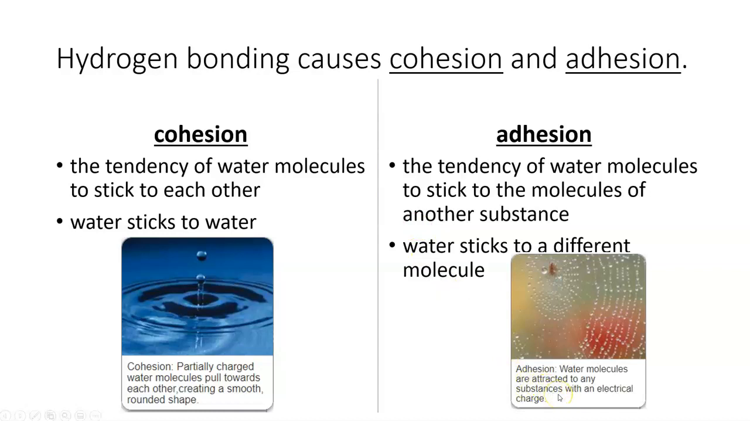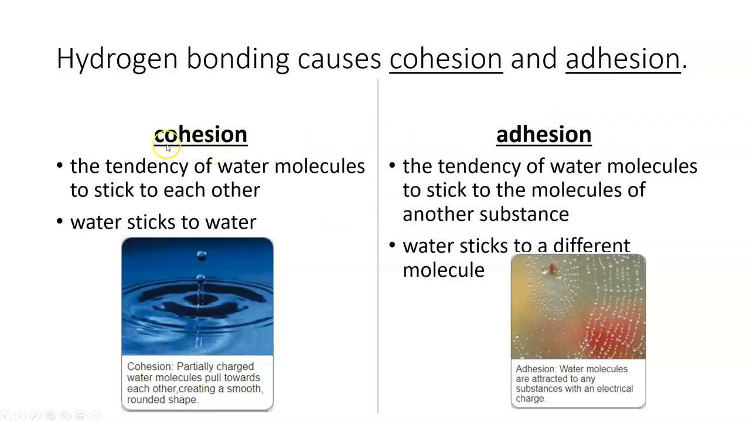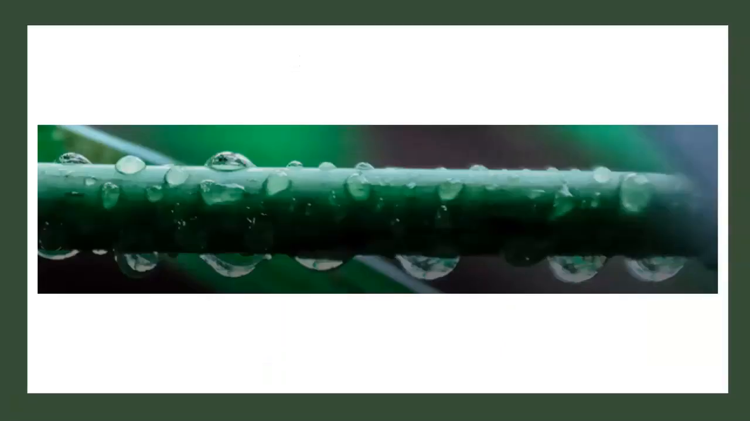Water molecules are attracted to any substance with an electrical charge. Remember, one side of the water molecule is positive, one side is negative. So even if some other molecules come in here that aren't water, if they have a positive side and a negative side, if they are polar, they have poles, positive and negative, they'll line up positive to negative, positive to negative. So again, cohesion is the tendency of water molecules to stick to each other. It's just something you're going to have to memorize. Adhesion is the tendency of water molecules to stick to other electrically charged molecules.